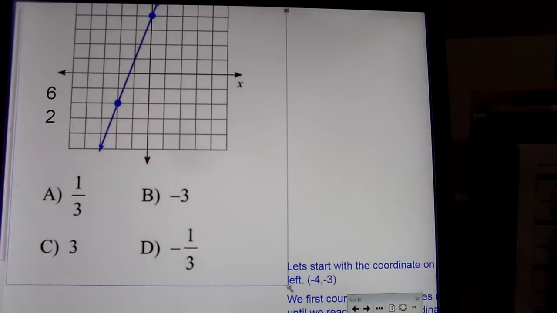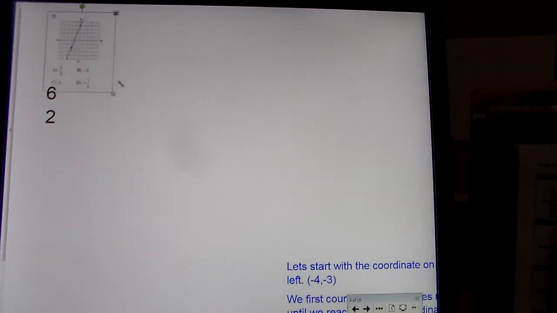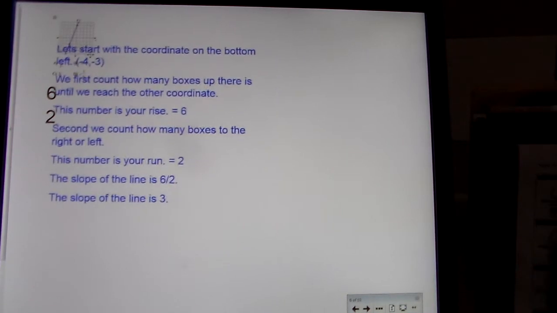Hence, we have the answer of C, of 3 in problem number 2. Let's look at this same problem, but with words. I'll make the words nice and big.